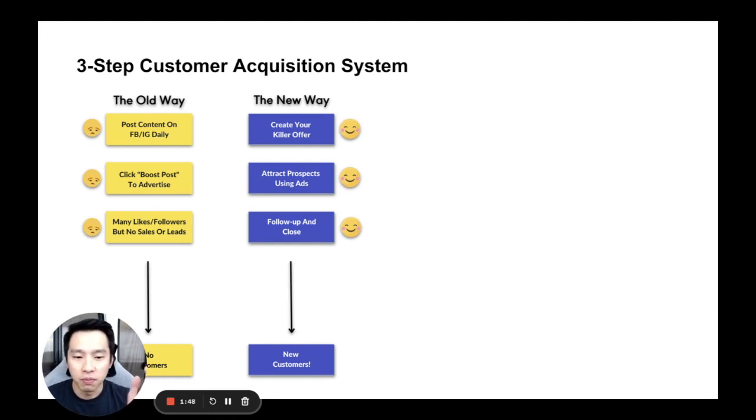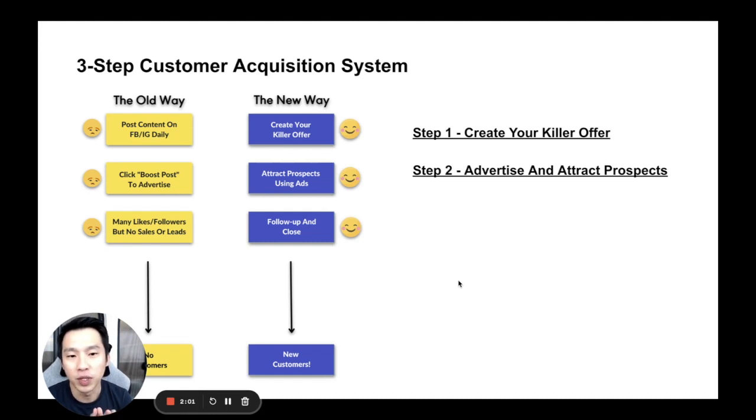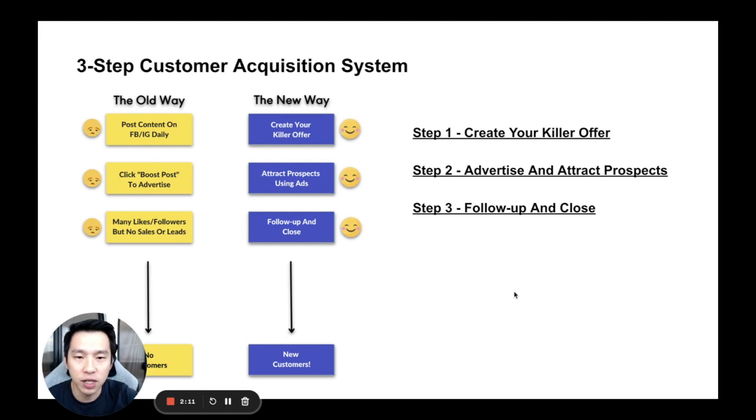Okay, so my new way, I would say my new way, a more certain, a more predictable way to get customers would be: number one, to create a killer offer. Number two, we then advertise and attract prospects. And number three, we follow up and close with the leads or the potential buyers. Okay, so I'm going to go into detail of each step on how you can do that. And I'm pretty sure this will help you in your business.